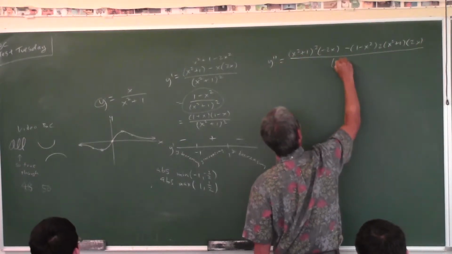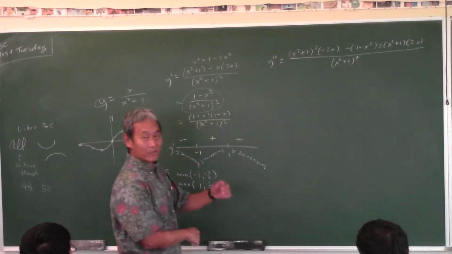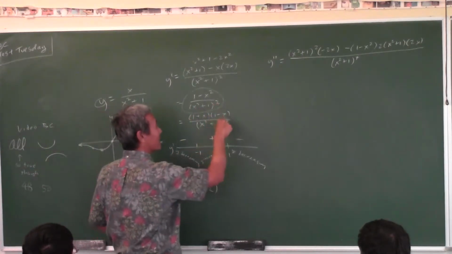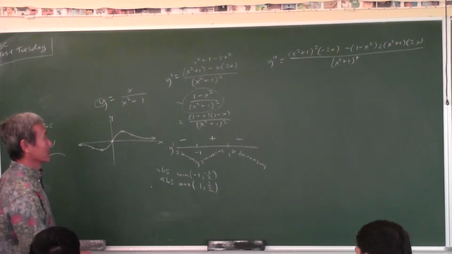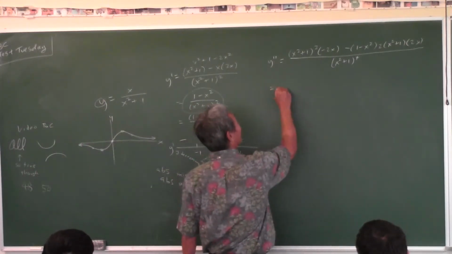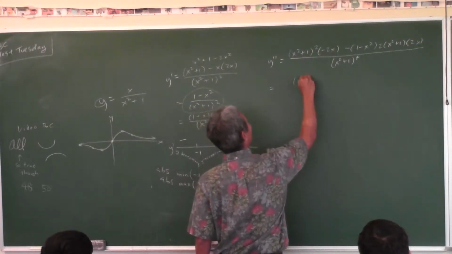All over the denominator squared. Did Hanuman do that correctly? Yes, see, the derivative of box squared is 2 times box to the first times the derivative of box. Okay, now we need to simplify that. Is there anything that can be factored out? Yeah, I can factor out 2x and an x squared plus 1.